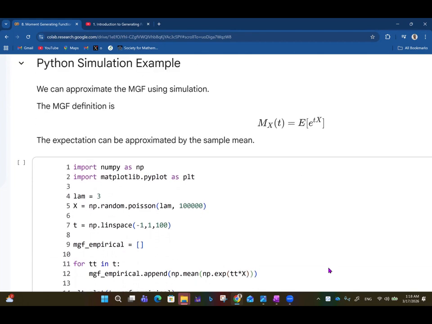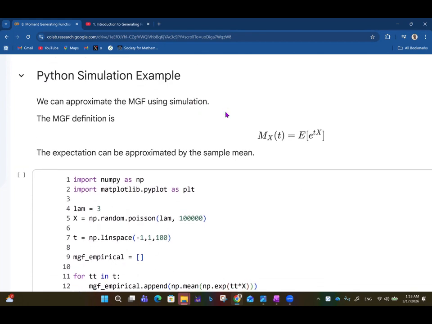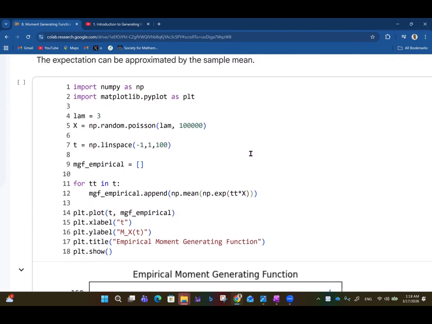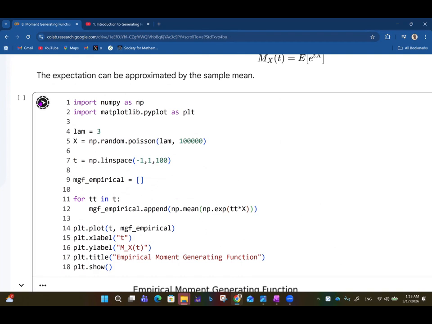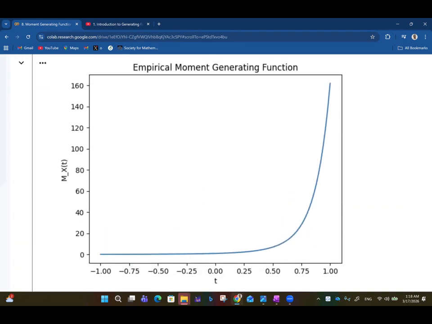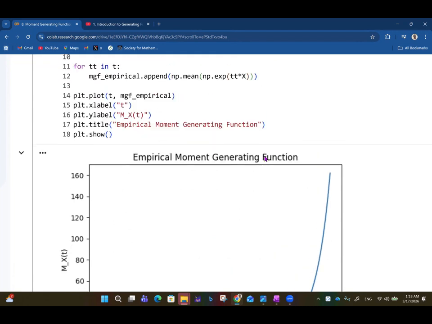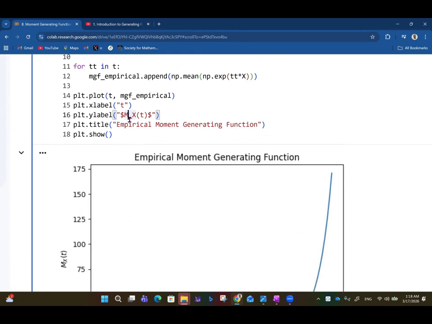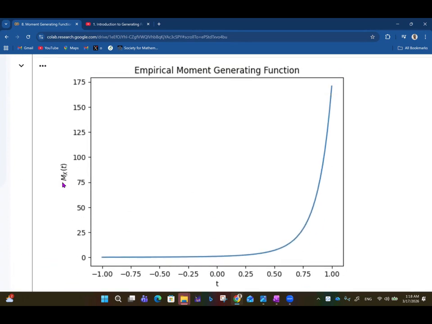We can also do some Python simulation examples. We can approximate the MGF using simulation. The MGF definition is M_X(t) equals the expectation of e raised to the power tX. The expectation can be approximated by the sample mean, and we just set up this kind of situation. We set the parameter lambda to be 3, and we do a random Poisson process for 100,000 trials, and then we get this. As t is increasing, M_X(t) is also increasing. I always like my M_X(t) to appear like it's LaTeX, so I use dollar signs to make that happen. Then I will run it and see it looking a bit cuter than what it was before.